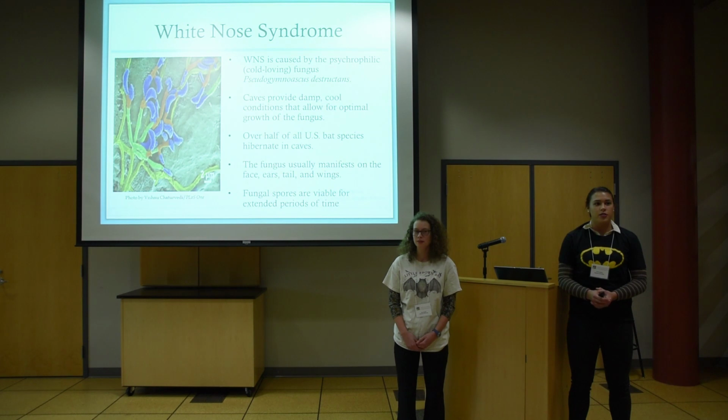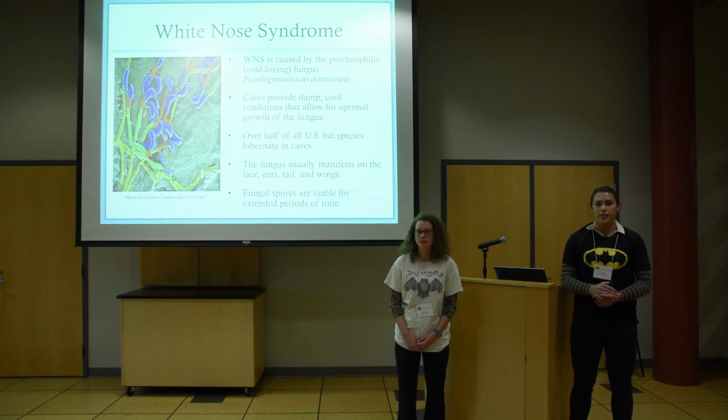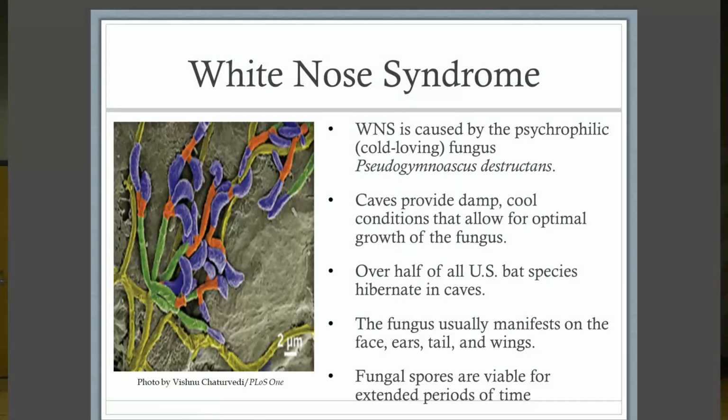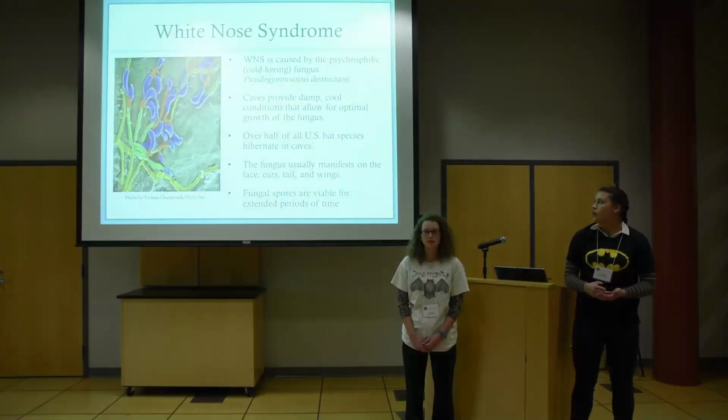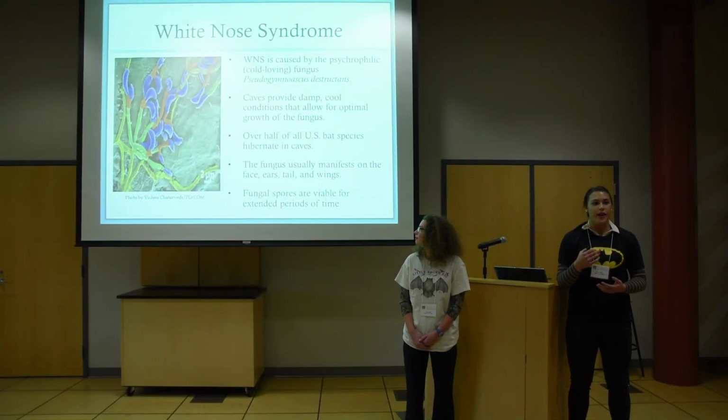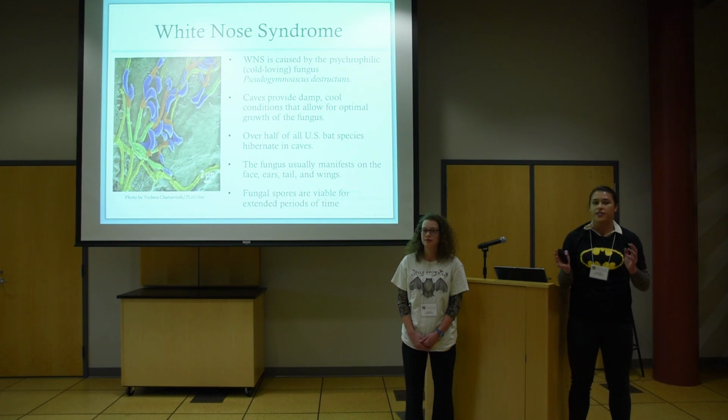White nose syndrome is caused by the fungus Pseudogymnoascus destructans. As with any fungus, caves provide the optimal conditions for growth, such as wetness and constant temperature. And since over half of all bat species use caves for hibernation, that means over half of all U.S. bat species are in trouble. The fungus can be found on places on the bat, such as the wings, tail, face, ears, and of course, the nose, hence the name white nose syndrome. The fungal spores are viable for extended periods of time, so that means that it's able to spread easily.